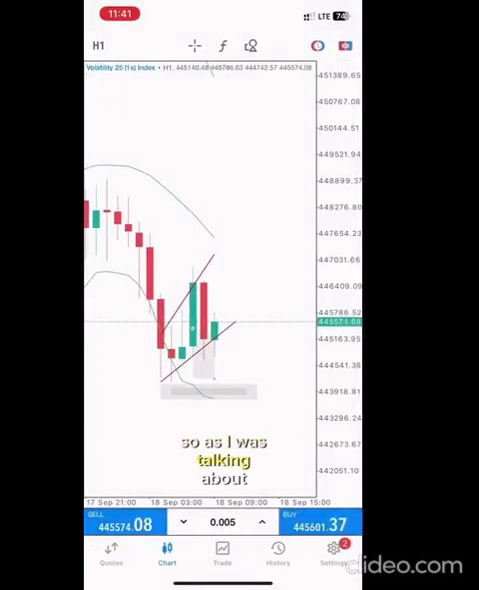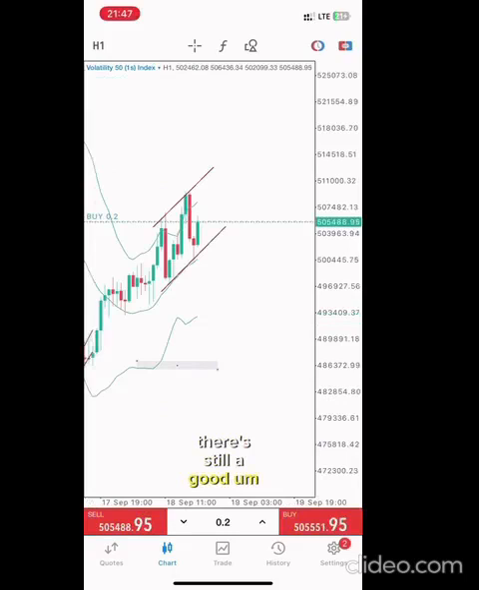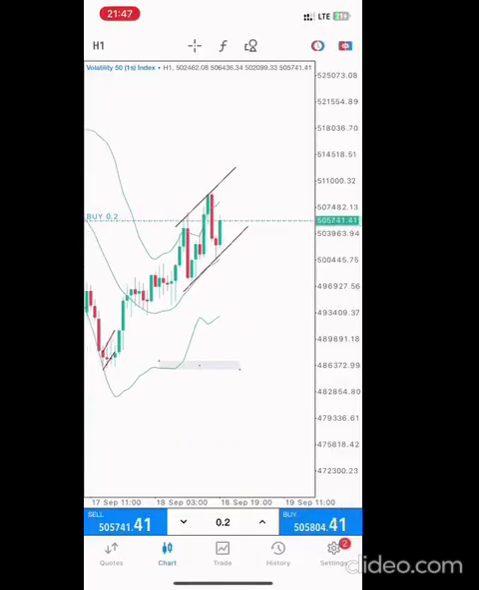So as I was talking about changing time frames, you see I've entered this trade on the 30 minutes time frame, but on the 1 hour time frame there was a good sign because it also closed inside. So it's just giving me more confidence to enter this trade. And here in Volatility 50 1s, it's even more volatile.